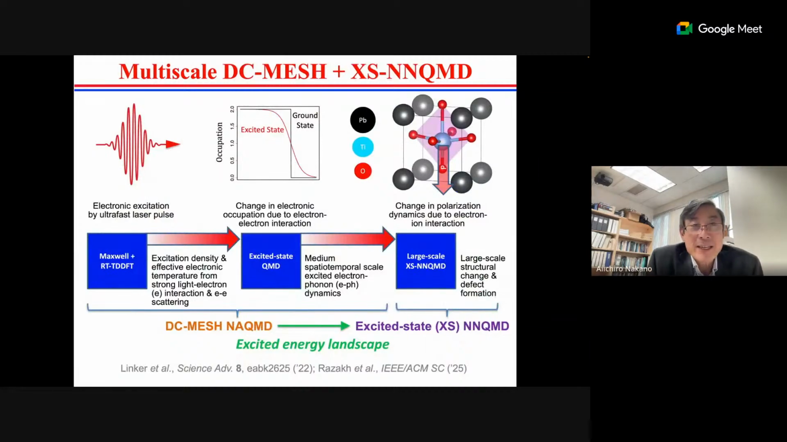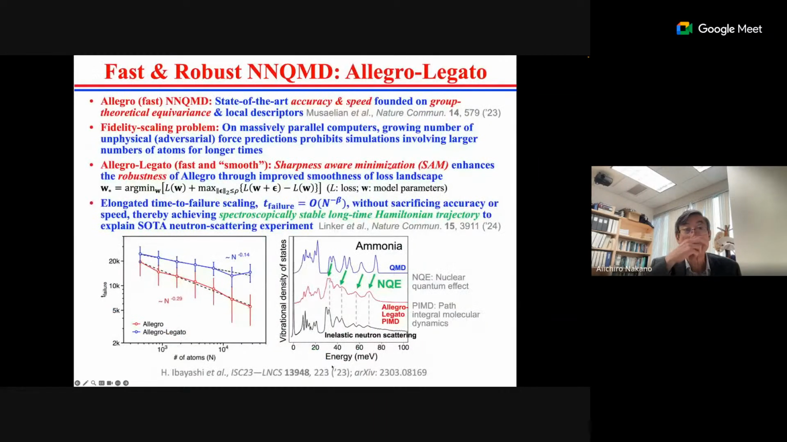So in our multiscale approach, the excited states neural network quantum molecular dynamics learns the excited energy landscape of the DC-MESH non-adiabatic quantum molecular dynamics. We have been pursuing this for several years. Regarding the neural network quantum molecular dynamics, we use the Allegro model developed by Boris Kozinsky's group at Harvard. And Allegro achieved state-of-the-art accuracy and speed founded on group theoretical equivariance and local descriptors.